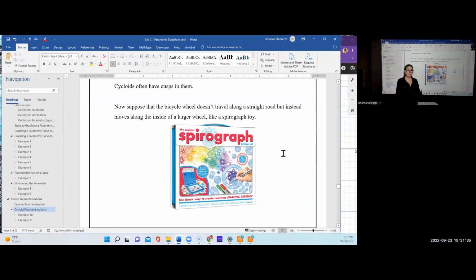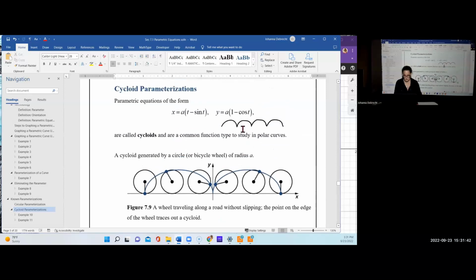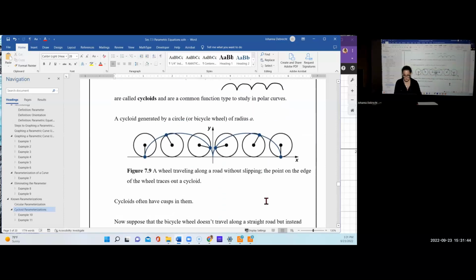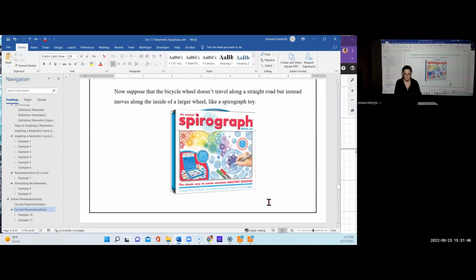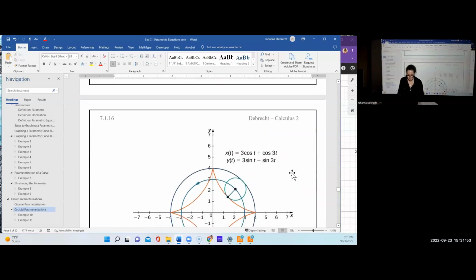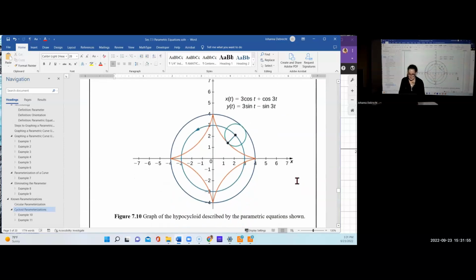Now, this is when it's not traveling along a straight road, so it's not giving you that shape that we saw up here, which looks more like this shape. But when it's going around a circle, it will give you one of the shapes that you see here on the spirograph box. So it can give you all kinds of different shapes. So here's an example of one that produces this shape that you see here in orange, and it's produced, of course, by tracing this around on this particular circle.